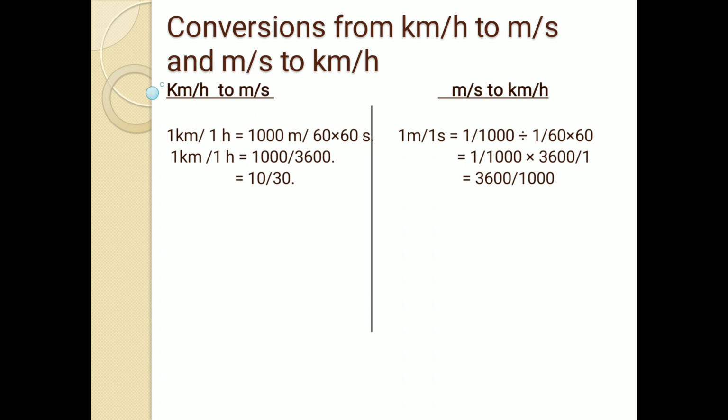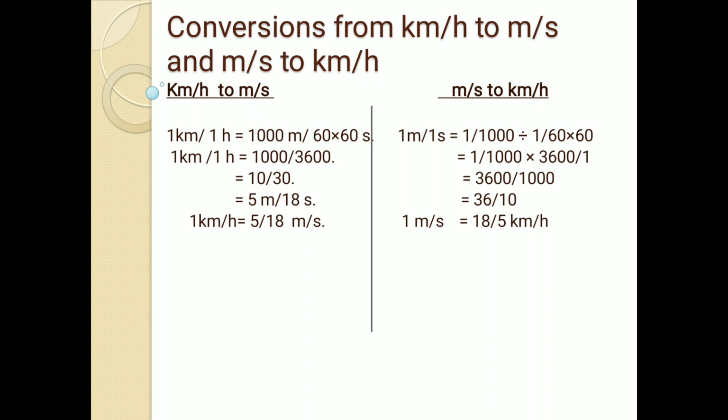You listen only to the left hand side, kilometer per hour to meter per second, okay? So 10 divided by 30. If you simplify 10 divided by 30, 2 fives are 10, 2 eighteens are 36... so 5 divided by 18. So 5 meter divided by 18 second. So 1 kilometer per hour is equal to 5 divided by 18 meter per second.